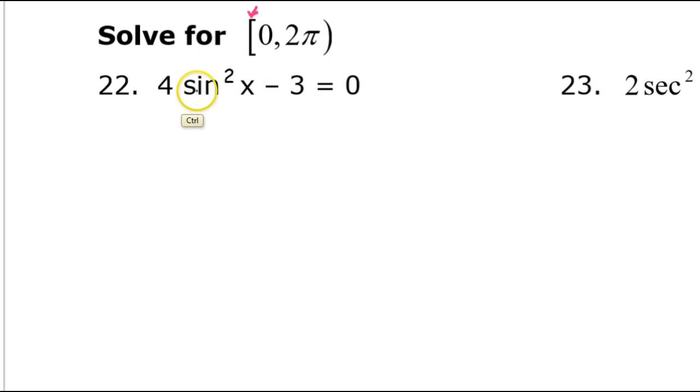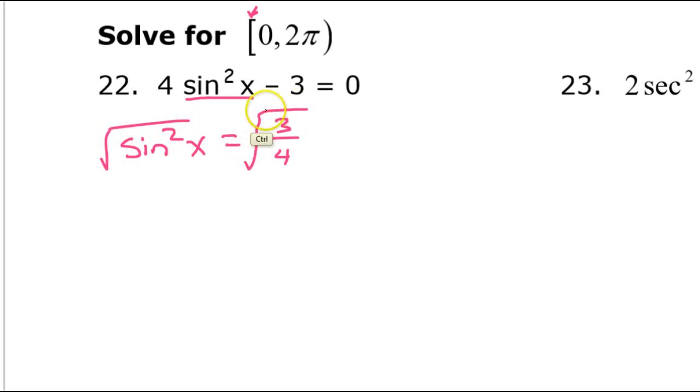So for this one, all we really need to do is to get the sine squared part by itself. So I'm going to add 3 and divide by 4. So that's immediately going to give me sine squared x is equal to 3 over 4. Then to unsquare things, I need to take the square root of both sides. Never forgetting that when you take the square root, the solution can be positive or negative. So put a little plus or minus on it.